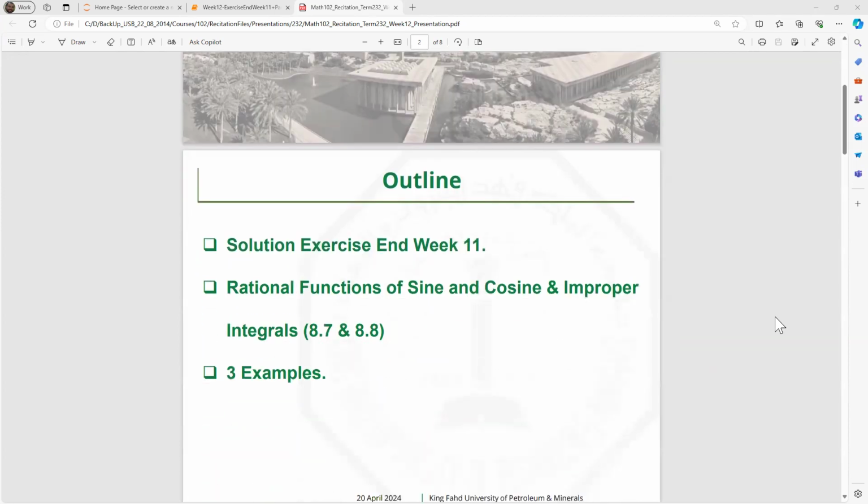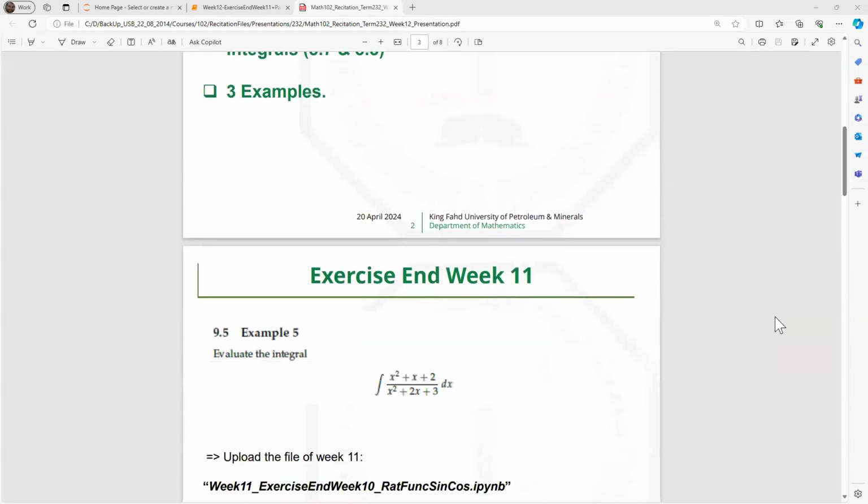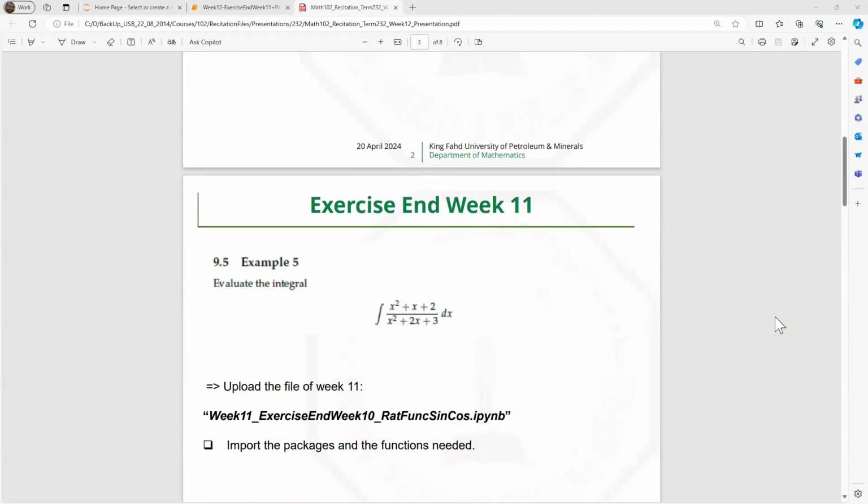So this is the outline of the presentation. We'll start by solving the exercise at the end of week 11's presentation, and we'll talk about rational functions of sine and cosine and improper integrals, mainly sections 8.7 and 8.8. So we'll cover overall 3 examples. We'll start first of all with the exercise at the end of week 11.